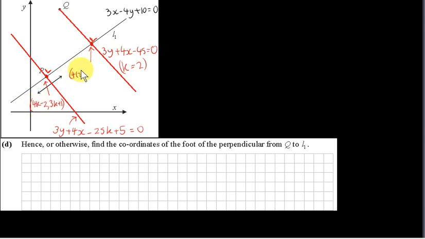So we're going to have 4 times 2 minus 2, 3 times 2 plus 1. So we get 4 2s are 8 minus 2 is 6, and for the y value we get 3 2s are 6 plus 1 is 7. So our answer is 6, 7.